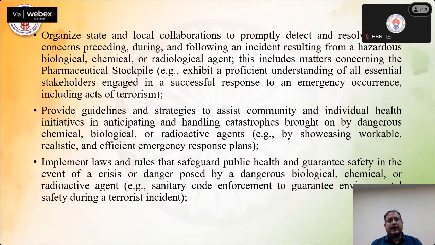If you are integrating the community, then it will be very easy for the responders or the authority to safeguard the community as a whole, implement laws and rules that safeguard public health, and guarantee safety in the event of a crisis or danger posed by dangerous chemical, biological, or radioactive agents. An example would be sanitary code enforcement to guarantee environmental safety during a test incident. So all these things are very much required that we have to focus upon. If a test incident also takes place, then also we can focus on these particular matters.